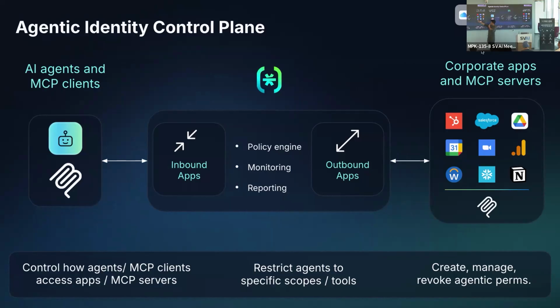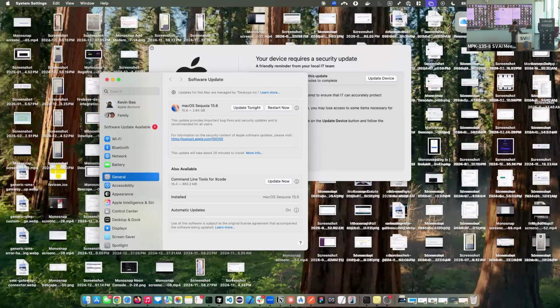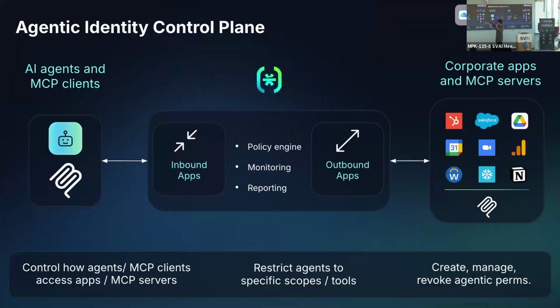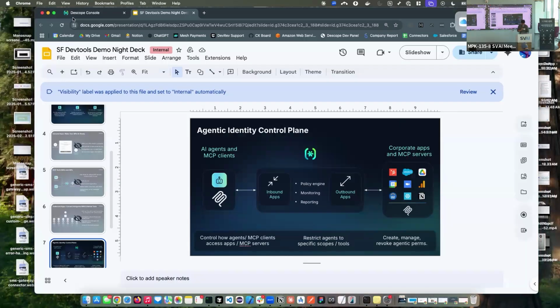And as you can see here on the left, you have AI agents and MCP clients connected to Descope, which is protected with what we call our inbound apps. And then there's a policy engine. There's all the auditing, monitoring, reporting that a CISO, administrator or someone like that would expect. And then we have our outbound apps, which is actually managing all the connections to all your tools. And this control plane here is what I'll demo in a second. And that's what allows you to have that control. Okay. So let me show you what the console looks like.